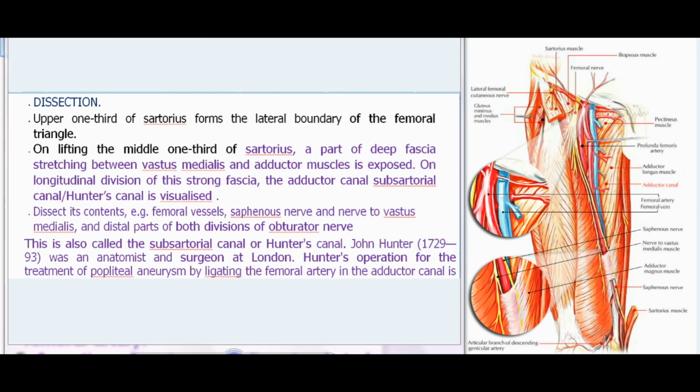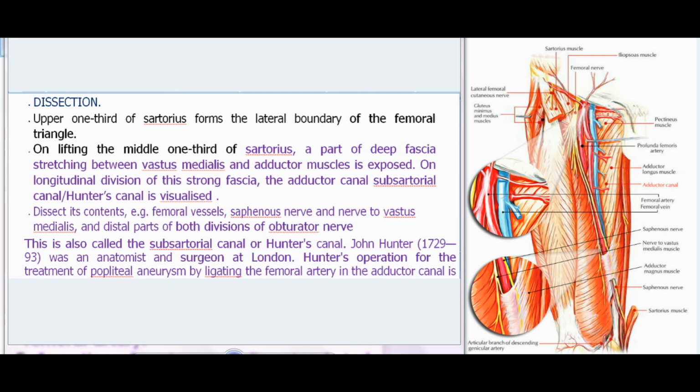Dissection. Upper 1/3 of sartorius forms the lateral boundary of the femoral triangle. On lifting the middle 1/3 of sartorius, a part of deep fascia stretching between vastus medialis and adductor muscles is exposed. On longitudinal division of this strong fascia, the adductor canal (subsartorial canal/Hunter's canal) is visualized. Dissect its contents, e.g. femoral vessels, saphenous nerve and nerve to vastus medialis, and distal parts of both divisions of obturator nerve. This is also called the subsartorial canal or Hunter's canal.